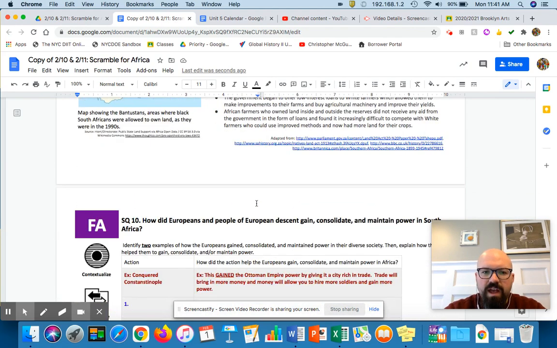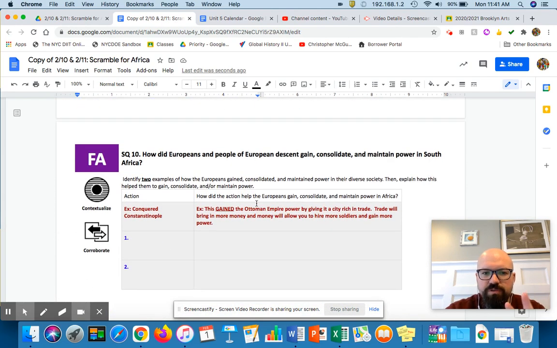So as you read and highlight, please choose 2 examples. Okay, one for gaining, consolidating, and or maintaining, and the same for the next one. Okay, so all you have to do is just put what the action was. Was it the Native Land Act? Was it the Zulu War? And then you would have to explain, how does the Zulu War, right, the British winning or whatnot, help them gain power? How does it actually do it?